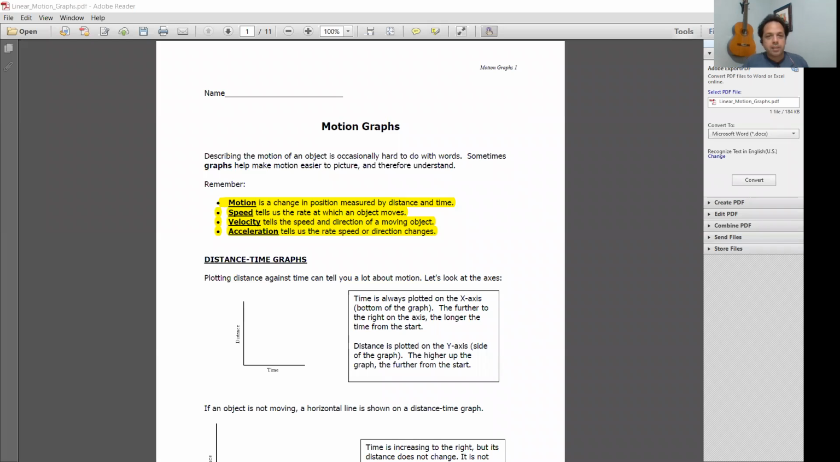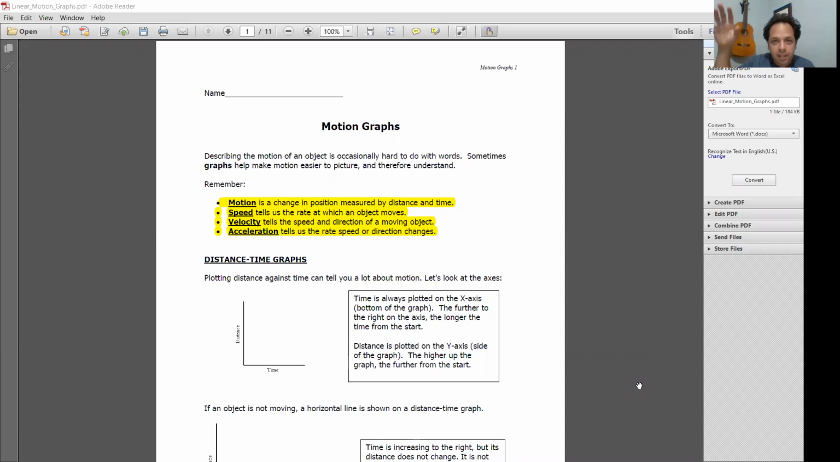This is going to serve as a lecture, going over the finer points of motion graphs. Let's go over some of these things. I'm planning on making this into a Playposit so you can go through it and answer the questions. I think this is a very valuable tool, to be able to look at graphs and tell a story with what's happening.